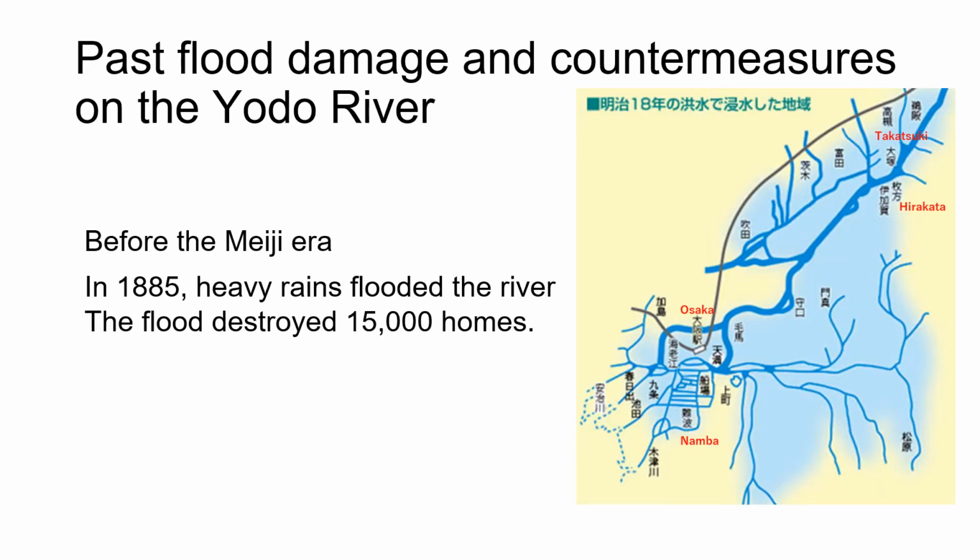Until the Meiji era, the Yodo River meandered greatly, and when the water level increased, the riverbanks were scraped by the power of the water, and the embankments broke. In 1885, the blue area in the map was flooded, and more than 15,000 homes were destroyed.